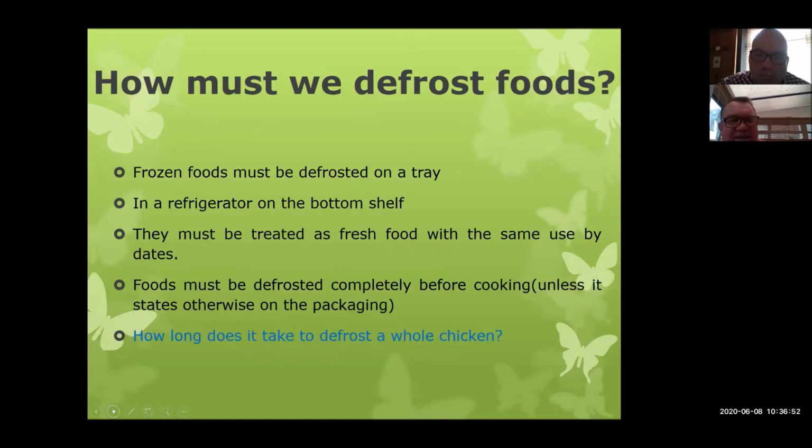As you can see on that slide, frozen food must be defrosted on a tray in the fridge on the bottom shelf. And once it has been defrosted, it should be treated as fresh food.